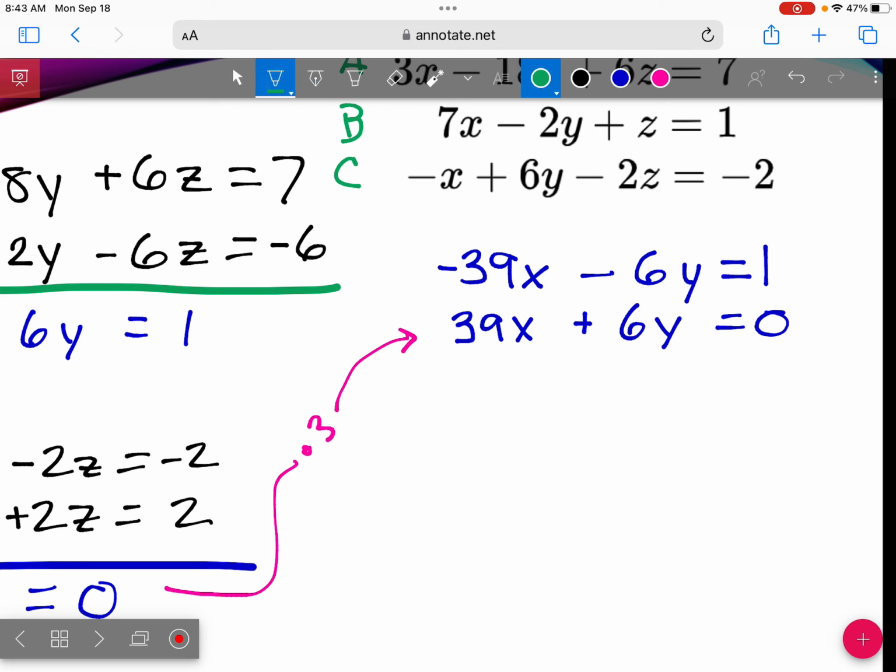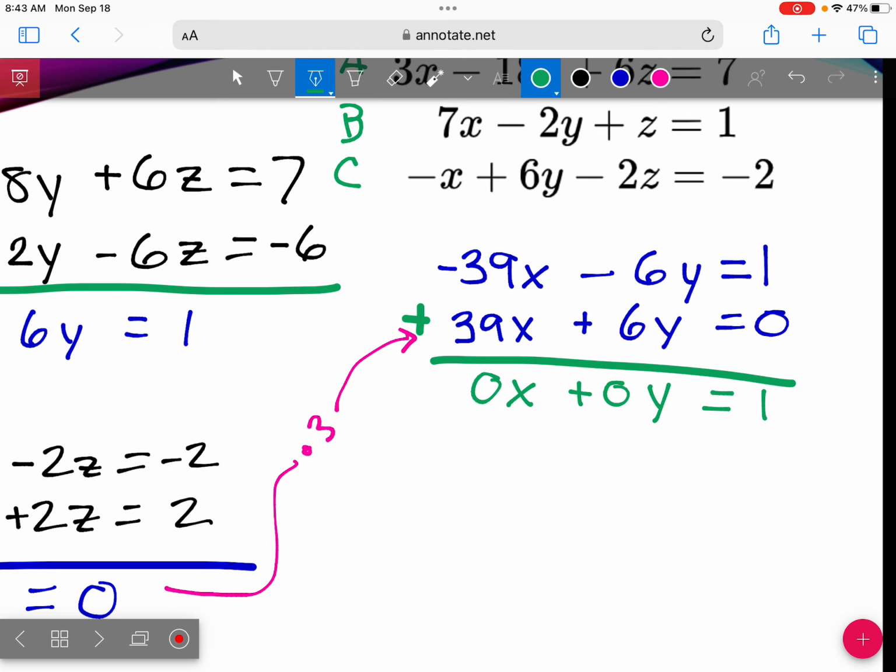And y'all about to get real mad at me. When we add these together, what happens? The x's and the y's cancel out. We get 0x plus 0y equals 1. What does that mean? So no x's and no y's. We're left with nothing on the left side. 0 equals 1. What does that mean? No solution.